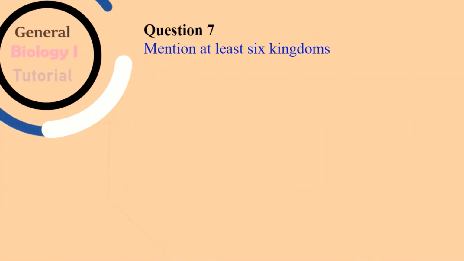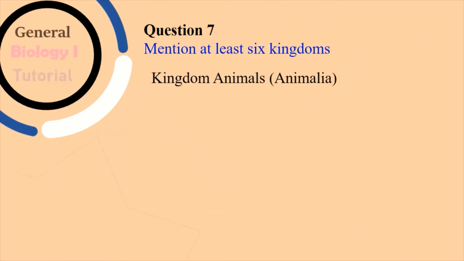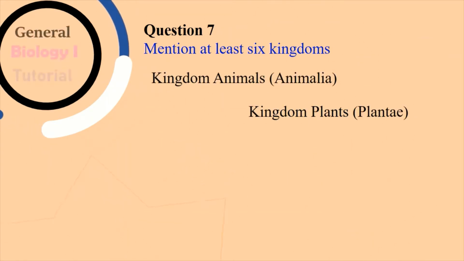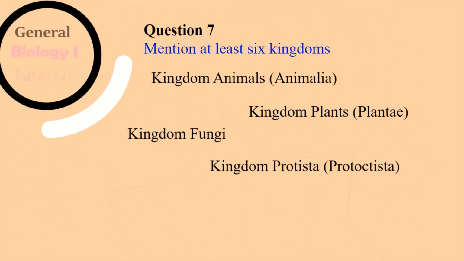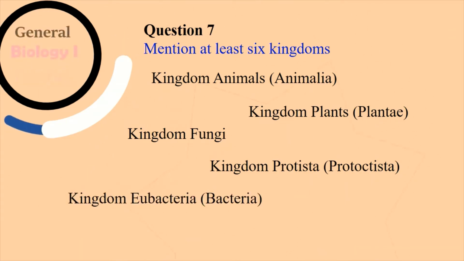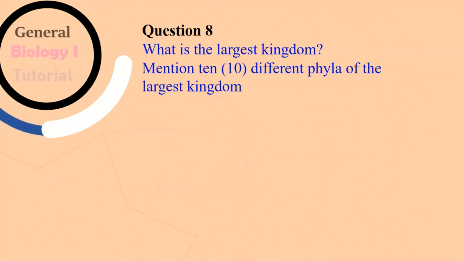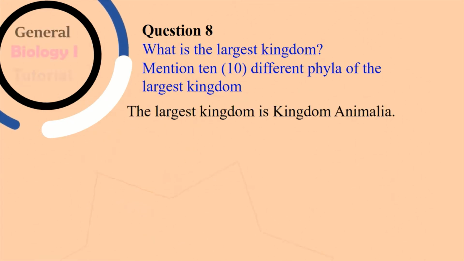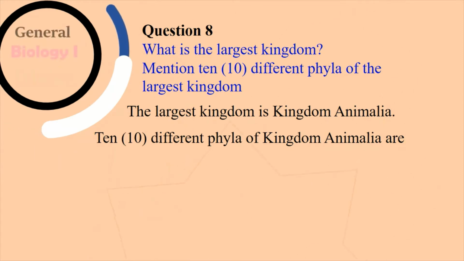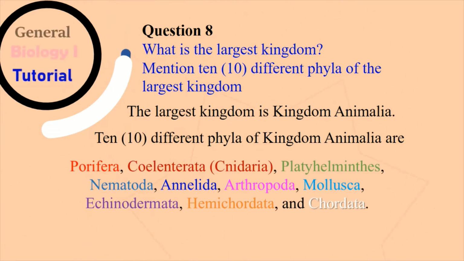Question 7. Mention at least 6 kingdoms. Kingdom animals, Animalia. Kingdom plants, Plantae. Kingdom fungi. Kingdom Protista. Kingdom Eubacteria, Bacteria. Kingdom Archaebacteria, Archaea. Question 8. What is the largest kingdom? Mention 10 different phyla of the largest kingdom. The largest kingdom is Kingdom Animalia. Different phyla of Kingdom Animalia are Porifera, Coelenterata, Cnidaria, Platyhelminthes, Nematoda, Annelida, Arthropoda, Mollusca, Echinodermata, Hemichordata, and Chordata.